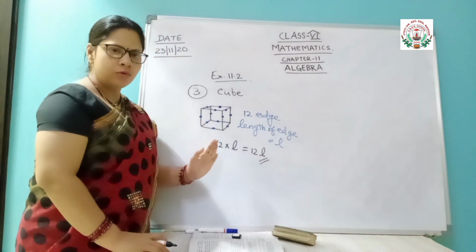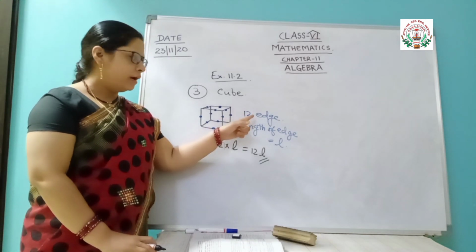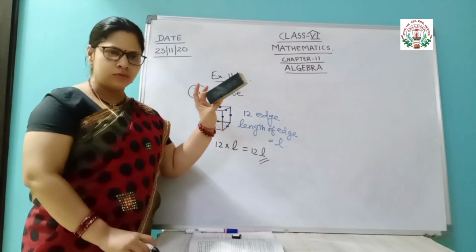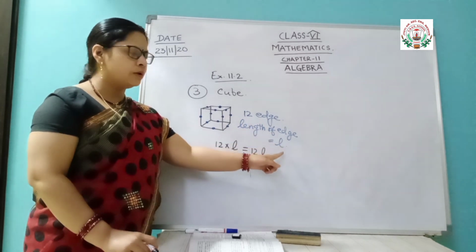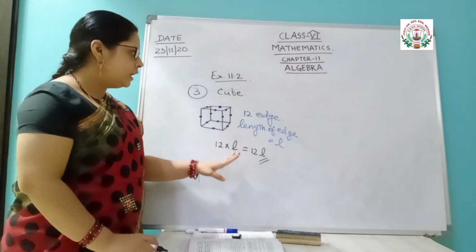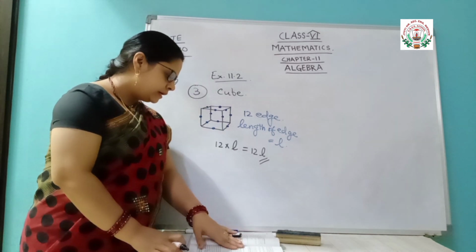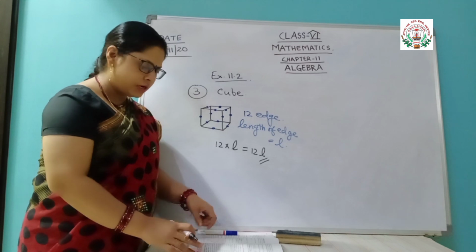So understood how you got this 12? 12 edges that you have to learn also. And if you are not learning, just by understanding, I have explained through this duster. So 12 edges are there. So 12 into L, 12L is the length of all the edges of the cube. So this is completed. The other questions you will get as PDF. Nothing more difficult is there.